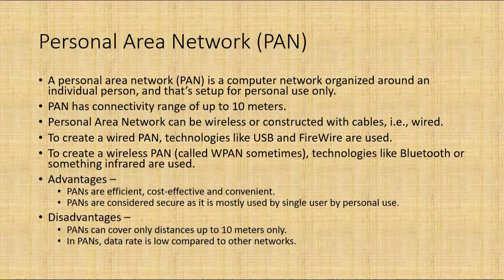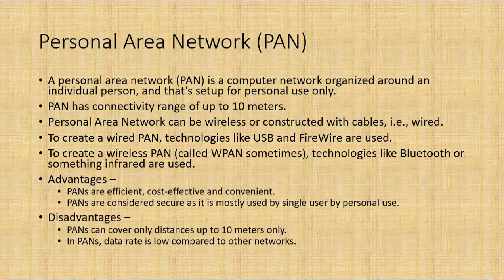Next, further, let's move on to the last type of network, and that is the personal area network or the PAN. This is the network which is created around an individual, around a person. Individual means personal, and that is why it is called the personal area network. Its coverage area is very less, up to 10 meters only. Whichever type of network is created around a person is going to be called a personal area network. It can be wireless also, or it can be wired also.